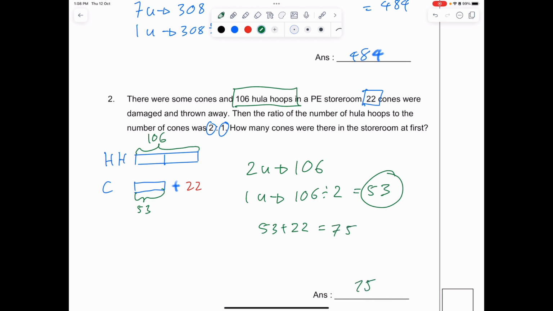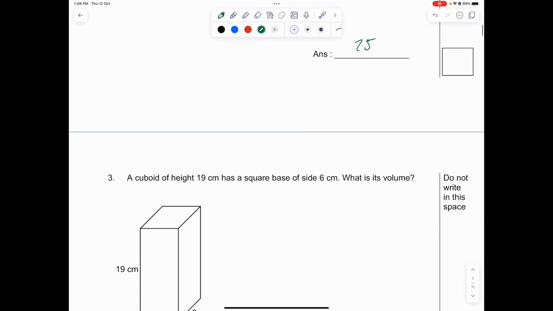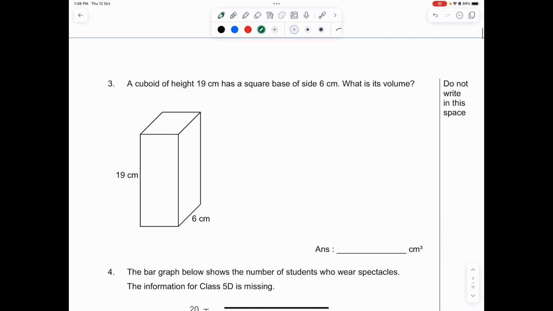Okay? Next. A cuboid of height 19 cm has a square base. Because they are a square base, that means this side is also 6 units, 6 and 6. Okay, all sides are equal. What is its volume?